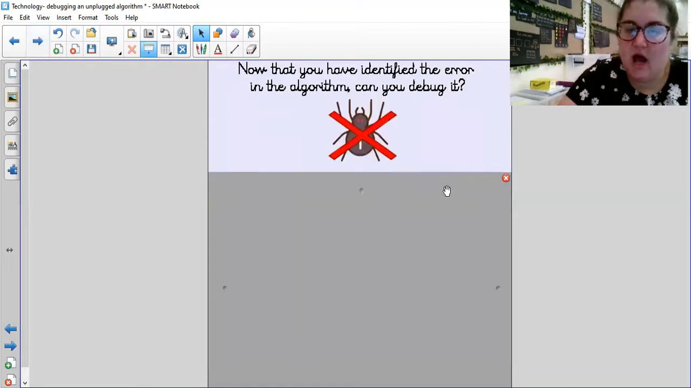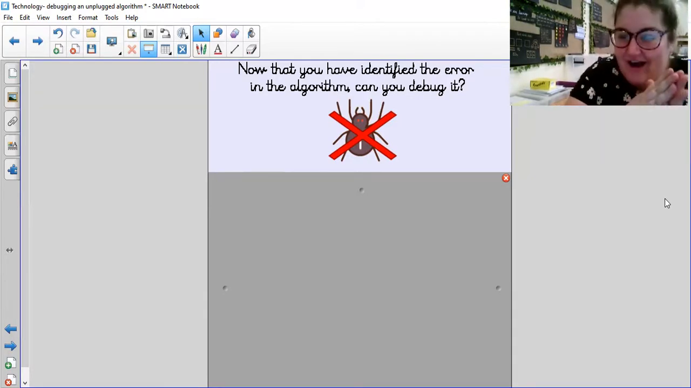And now I can debug the algorithm because I've identified where it went wrong, if Miss Winfield can speak. Okay, I've identified where it went. I can't do it. I can't speak. Goodness me, I have spotted the mistake. I'm going to abandon that sentence because it's embarrassing now.